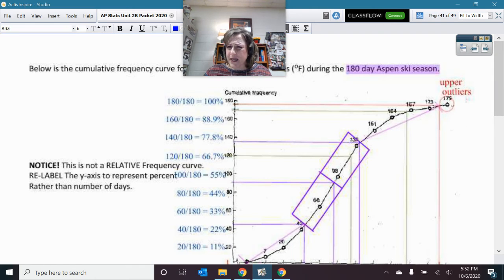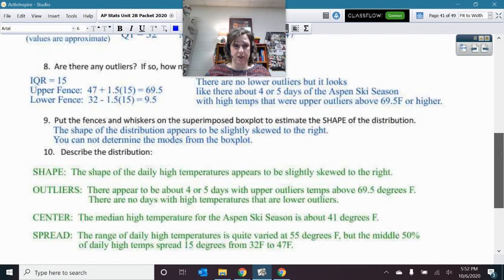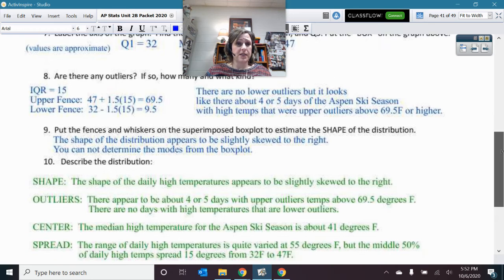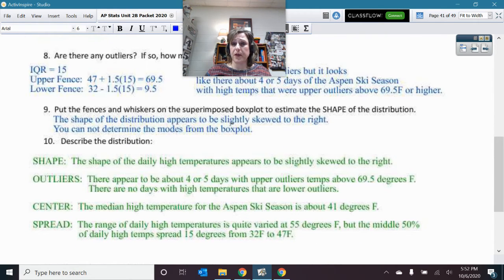And see, here's this fence at 69.5 degrees that came over to here. So I knew that there was some days here, you know, that's 70. So that's maybe 2 or 3 days, somewhere in there. Okay, so that's how I could tell that outlier. All right, put the fences and superimpose the box plot.